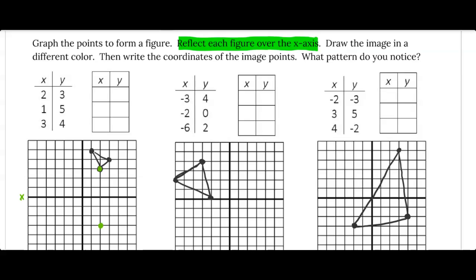Then from this point, I'm going to go down 1, 2, 3, 4, so 1, 2, 3, 4 more. And from this point, I'm going to go down 1, 2, 3, 4, 5, and then 5 more. And then I can connect. So I can see the point 2, 3 came down to the point 2, negative 3. So I'm going to write 2, negative 3 up in my box. I can see the point 1, 5 went down to 1, negative 5, and the point 3, 4 went down to 3, negative 4.